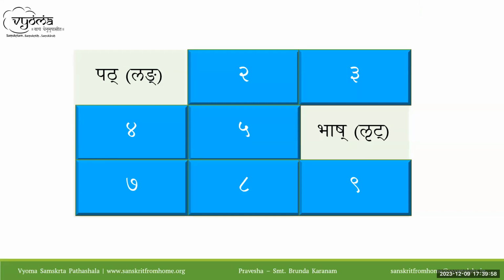Can you help me, please? Vanda dhatu, present tense forms, can you tell? Vandate, vandete, vandante. Vandase, vandete, vandadhve. Vande, vandavahe, vandamahe. Same thing for bhash dhatu, present tense forms? Bhashate, bhashete, bhashante. Bhashase, bhashete, bhashadhve. Bhashe, bhashavahe, bhashamahe.